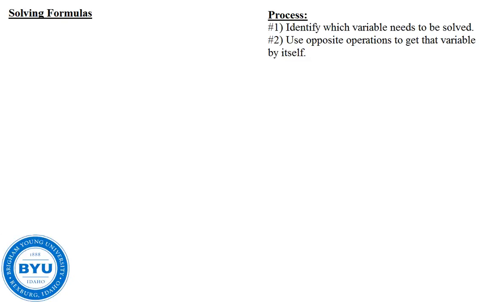Now, in the real world, we use formulas all the time, and many times they might be solved for a different variable than what we really want to use them for. For example, the perimeter of a rectangle. That formula is 2L plus 2W. And this is great if you have the length and the width. But what if you don't? And what if you want this solved for a different variable? For example, what if you wanted this solved for W?